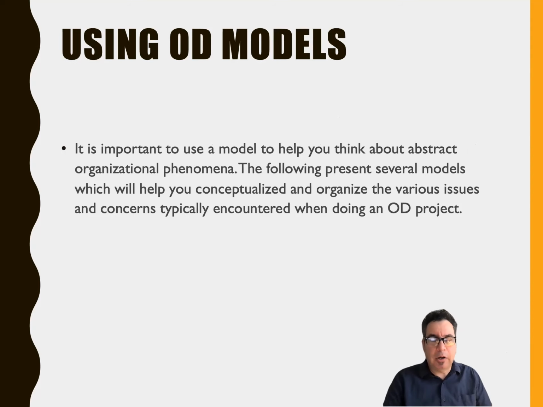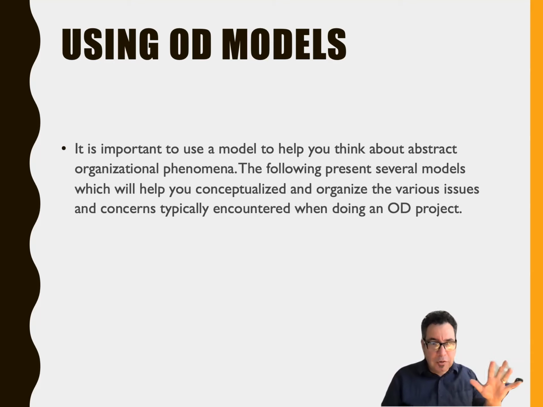Now, the next thing I want to talk about is using an OD model. It's important to use a model to help you think about abstract organizational phenomena, right? Because the first thing you're probably thinking is, man, there's so many different things, so many different variables and questions, lines of questions, concerns. You're studying a lot of organizational phenomena in this class. So you're probably thinking, well, how do I organize this? How do I come up with an angle and make this manageable? That's why you think about this in terms of a model. So I'm going to present several models that'll help you conceptualize and organize the various issues and concerns you will typically encounter when doing this kind of project.